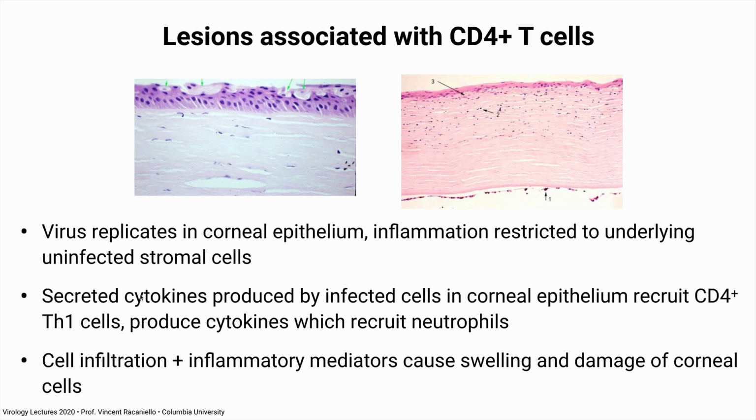stroma. And these cytokines produced by infected cells recruit CD4 positive Th1 cells, and you can see in this second section, which is the same section of cornea, just at lower magnification, there's the corneal epithelium, and then the stroma. Lots of CD4 positive Th cells attracted by infection in the epithelium, and these are producing cytokines themselves. They recruit neutrophils, and that causes swelling and damage of corneal cells. Blindness is not a direct consequence of viral destruction of the epithelium. It is immunopathological.